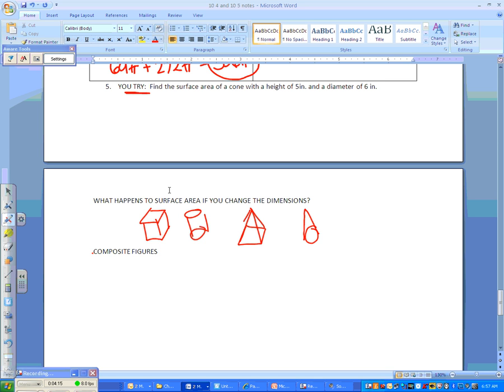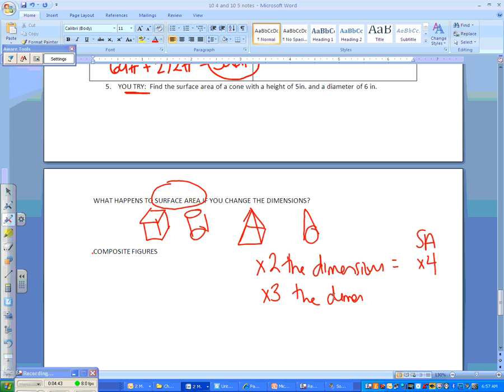And I'm going to tell you that something happens to all 4 figures if you change the dimensions. Something specific happens to the surface area. If you double the dimensions, we could do the work, but trust me when I say the surface area is going to be quadrupled. If you multiply all the dimensions by 3, trust me, we'll prove it in class, the surface area is going to be multiplied by 9.